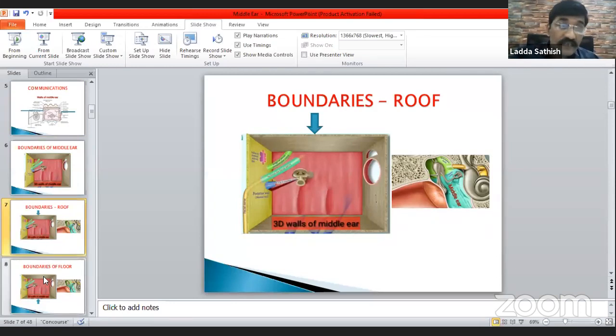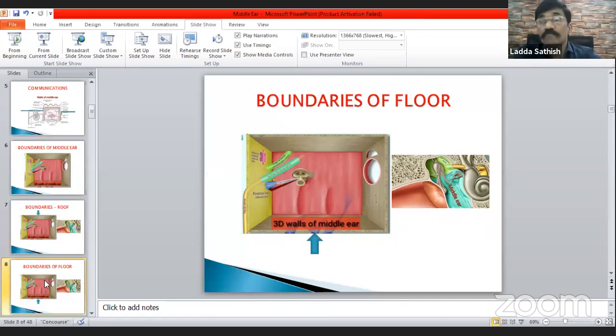Now the next, in the same sense, the floor. Just a sentence about the roof. As the roof helps to separate the cerebrum, and it is made up of a tegmen, so it is called the tegmental wall. Now the second is the floor.